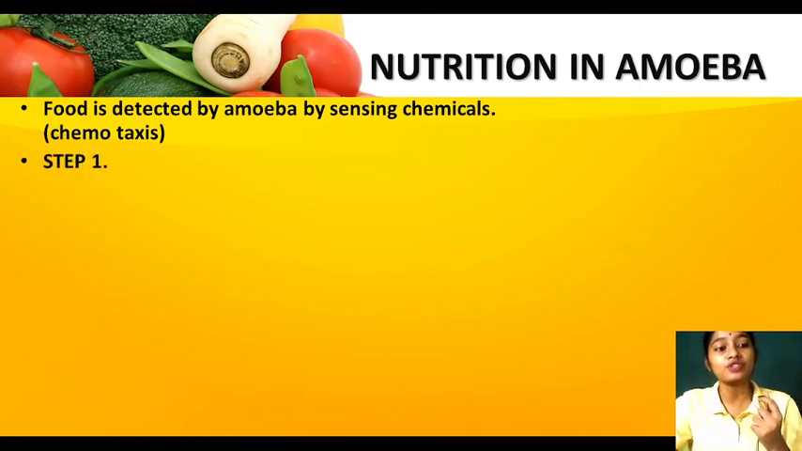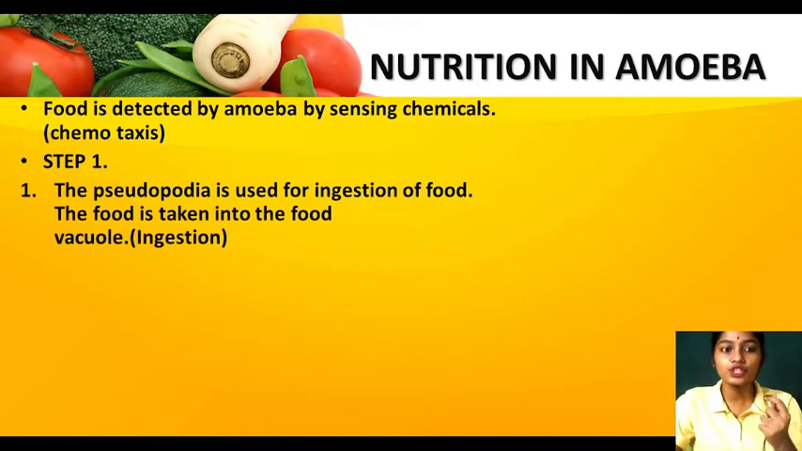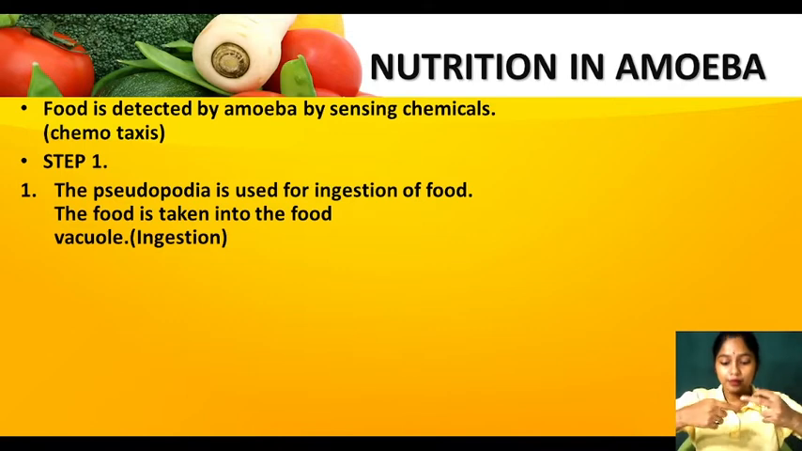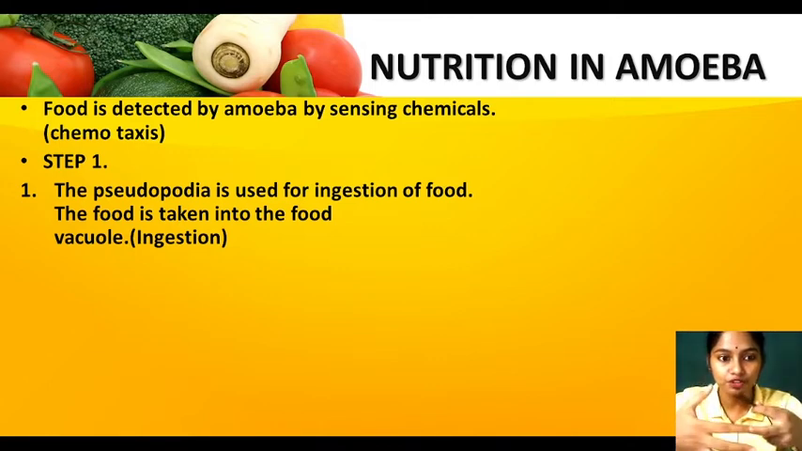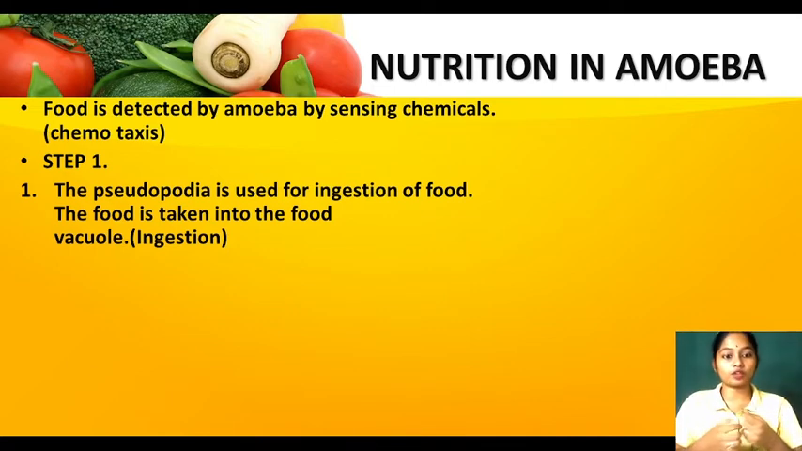Okay. Now see, step 1. What will it do? The pseudopodia. Can you remember that pseudopodia means the false foot? It means the outgrowth of the amoeba, which is called the false foot, and it is used for ingestion of food. See, here the food molecule is there. The cell membrane of this amoeba will grow out and capture the food. The food is taken into the food vacuole. This process is called ingestion. So it will capture the food inside its vacuole. That is called ingestion, with the help of pseudopodia, the false foot.